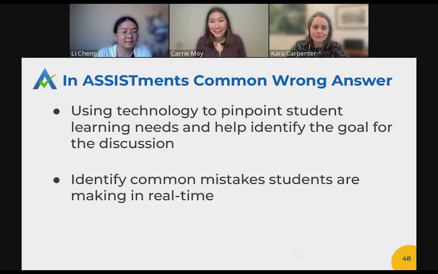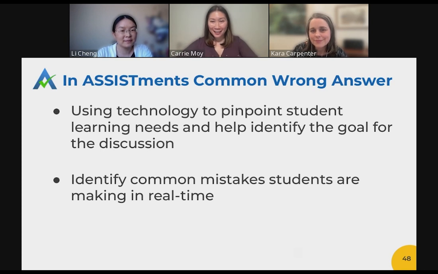So essentially, ASSISTments can help us with that selecting piece. It's using this online practice and assessment platform to pinpoint student learning needs, right? The common misconception, and it identifies the goal for your discussion. Making those common mistakes easy to identify in real time helps essentially fix those misconceptions quickly and early.